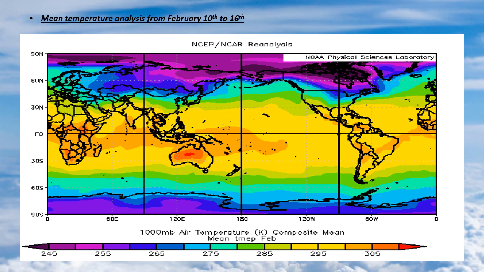So the higher temperature in the Australian region might be due to the bushfires which happened a few weeks back from this particular week. So it might be causing this higher temperature in this particular region. So this is it.